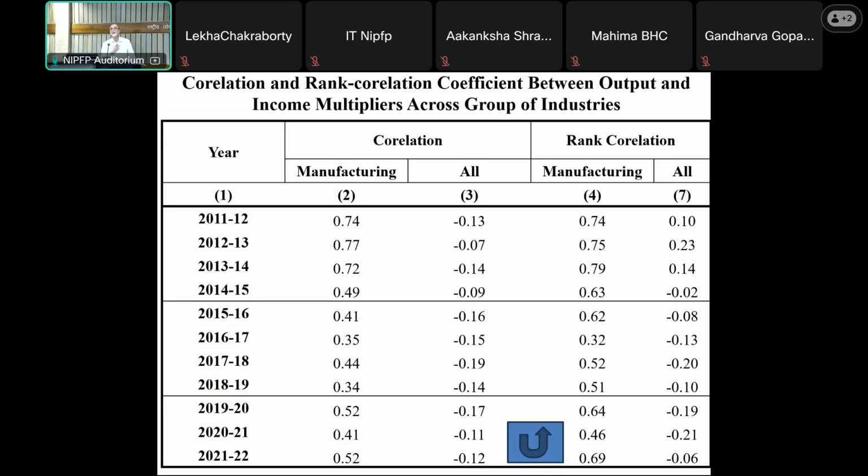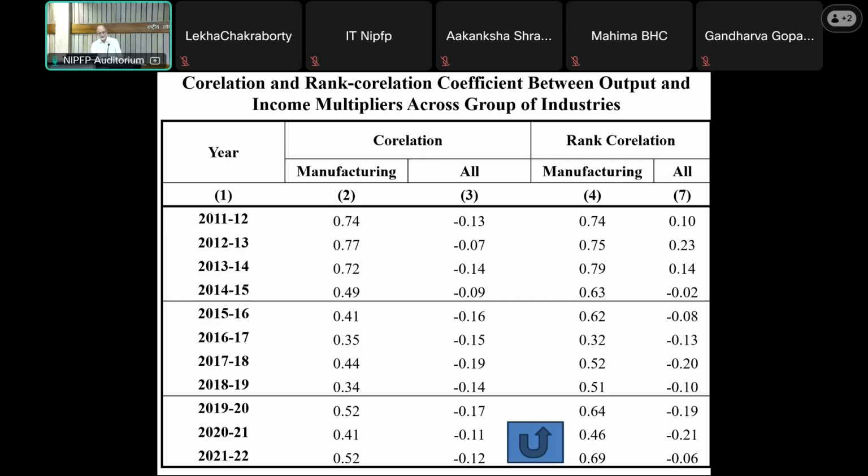And if you look at the correlation between the output multiplier and the income multiplier, we find that in the manufacturing industries, the correlation between output and income multiplier is moderate and positive, but it is negative and weak across all industries. But this is when you look at the industries separately.